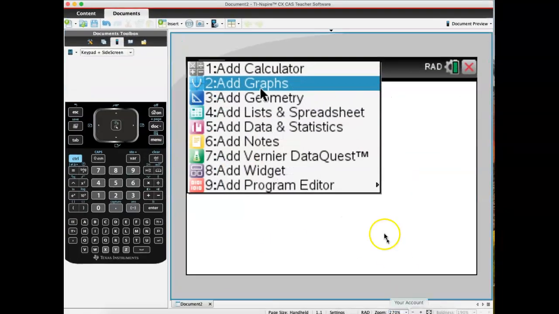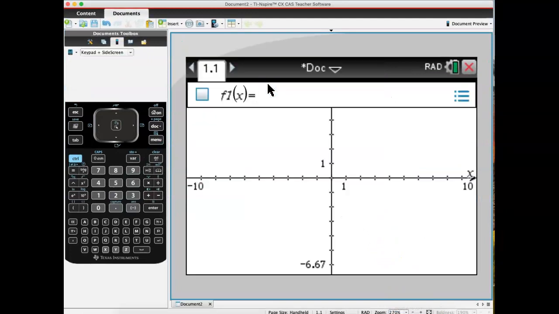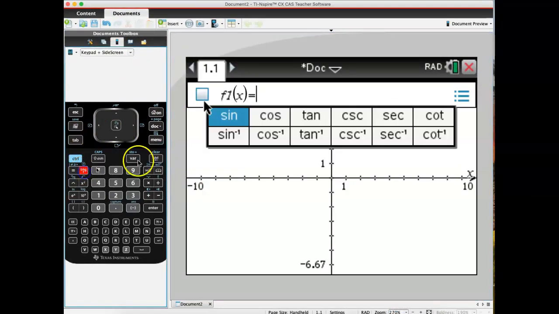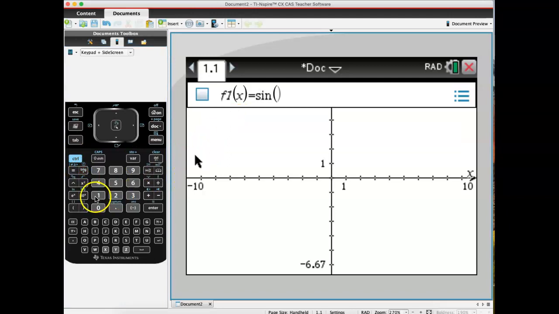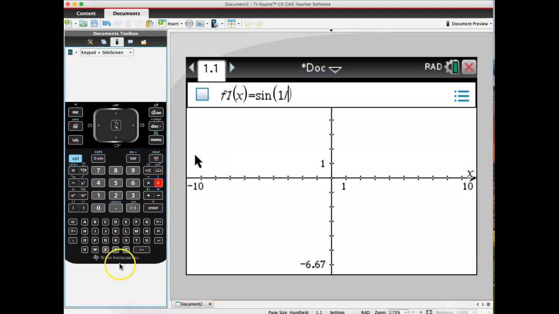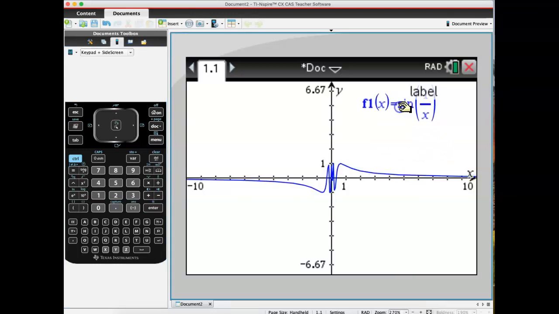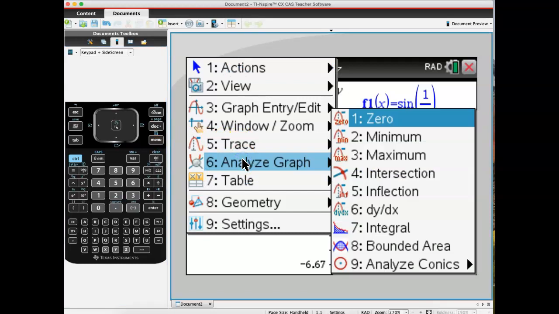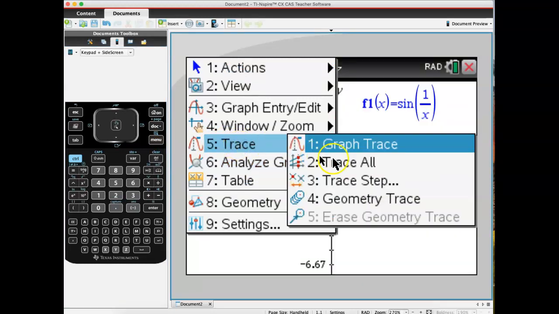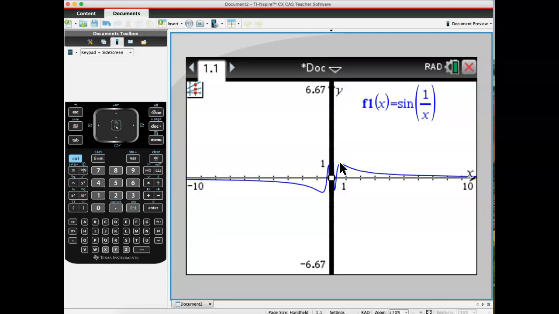Hopefully you got yours. I'm going to add a graph, and I want to graph sine of 1 divided by x, and enter that. And we're looking for the limit as x approaches 0. As I approach 0, it's getting wiggly and squiggly in there a little bit, but good thing I have a graph because I know how to evaluate these things with graphs. I can say menu, analyze graph. Nope, we want to trace it. Sorry, trace graph.